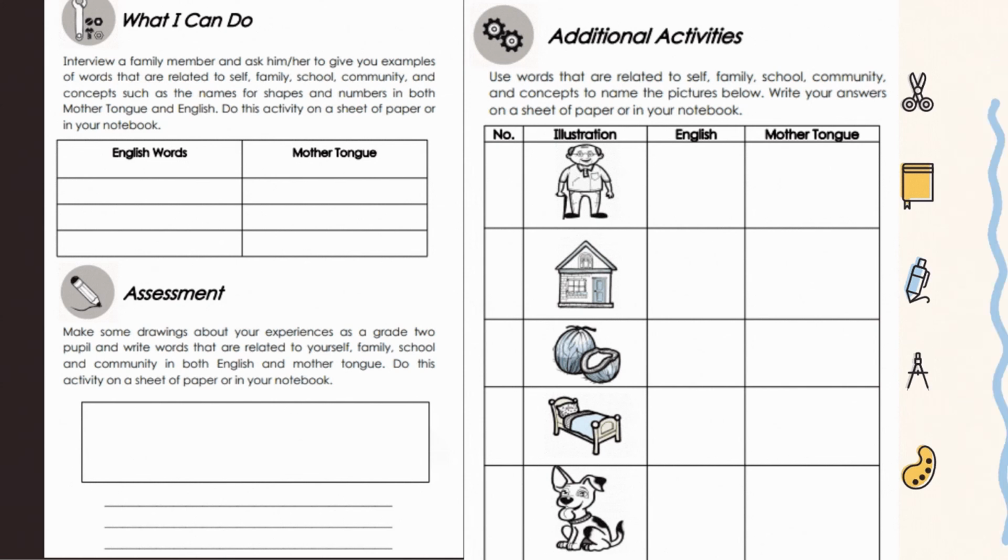You're going to draw your experiences as a grade 2 pupil inside the box, and then below it, you're going to write words related to those experiences. For the additional activities, use words that are related to self, family, school, community, and concepts to name the pictures below. Write your answers on a sheet of paper or in your notebook. Use the following illustrations or pictures below as your guide when writing words in English and in mother tongue.